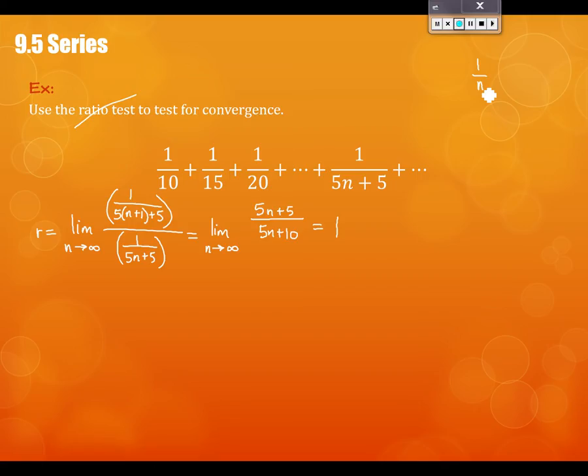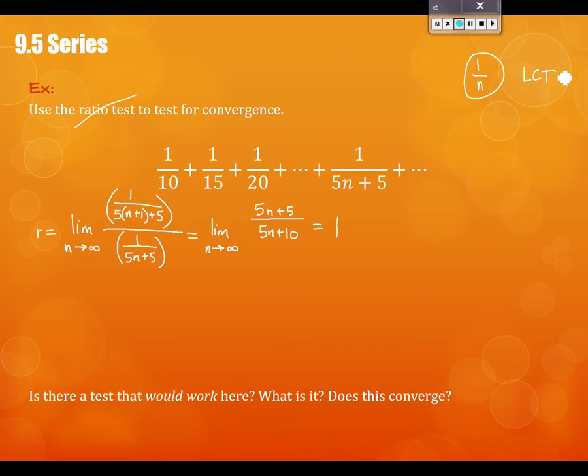So how about the LCT? Yeah, and I think that will work for you. Try the LCT, and you'll see that it does diverge, but we won't write it out. I just want to make sure you're seeing that there are different tests for different times. The LCT turns out to be the one to use here, not the ratio test. So that's going to be one of your tasks, distinguishing between those.